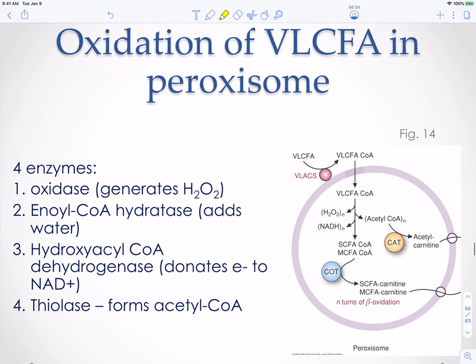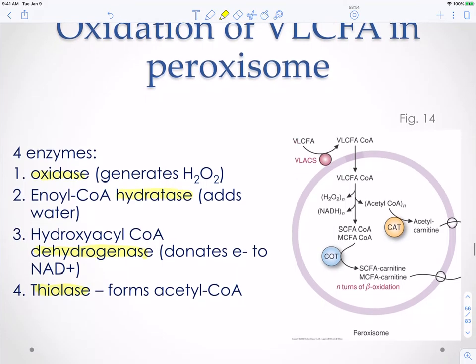So for oxidation in your peroxisome, there are four enzymes. The first is going to be an oxidase. The second is going to be a hydratase to add water, similar. The next is going to be a dehydrogenase. And then you're going to have a thiolase to form that acetyl-CoA. So very similar. The very first enzyme is really the major difference in the peroxisome.